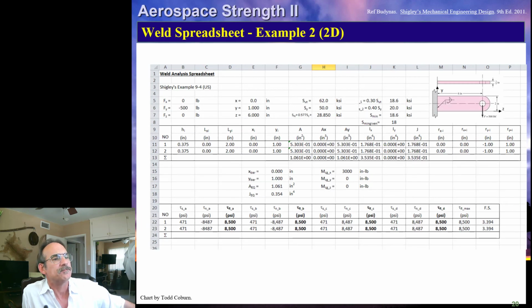Okay. Here is an out-of-plane analysis of another example out of Shigley. Once again, this table is a little more complicated than you need. You're just going to need the number of each weld, the H of each weld, one L dimension for each weld, an X and a Y, an area, AX, AY, and one I. And then you calculate your stresses separately. Okay?